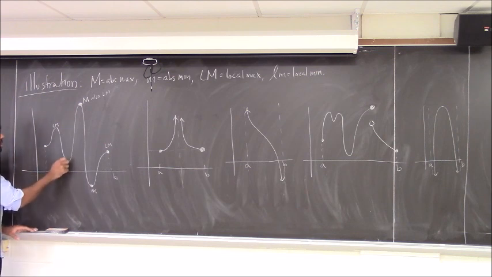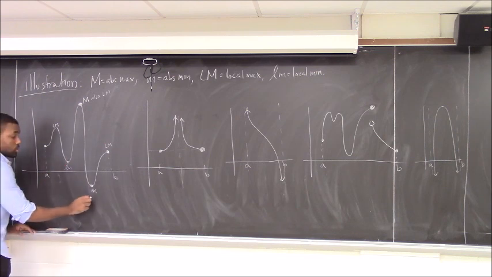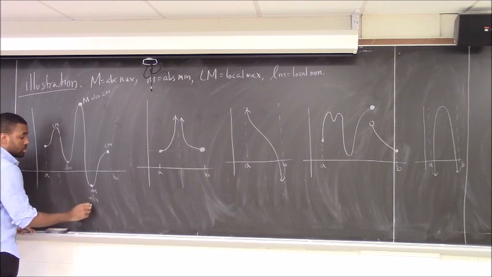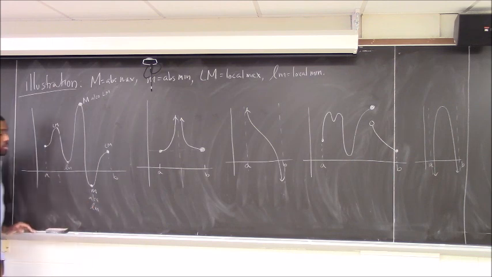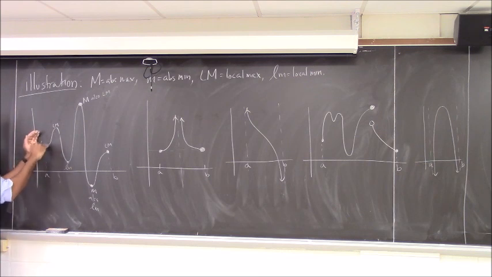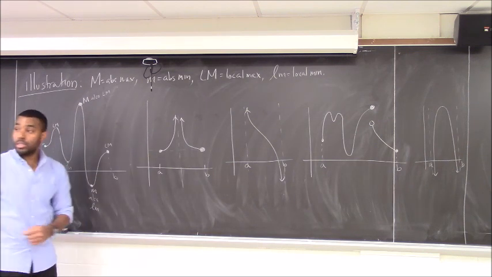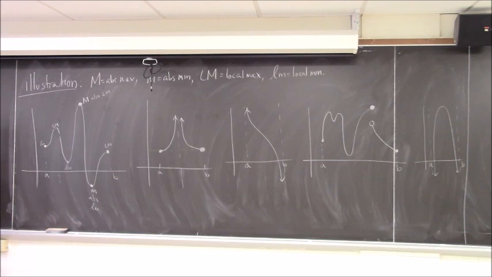This here is going to be a local minimum, right? This here is also a local minimum. This here, how do we identify this guy? Local minimum, because if I zoom in, all points close to it are higher than it. Around this guy. What's the absolute maximum?